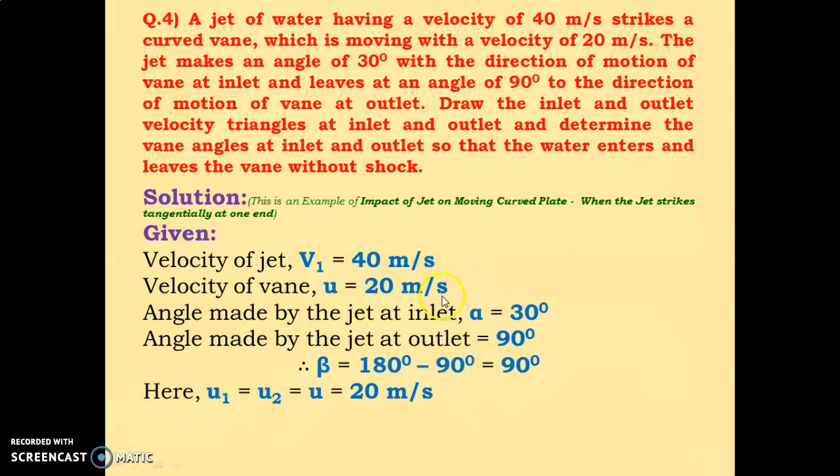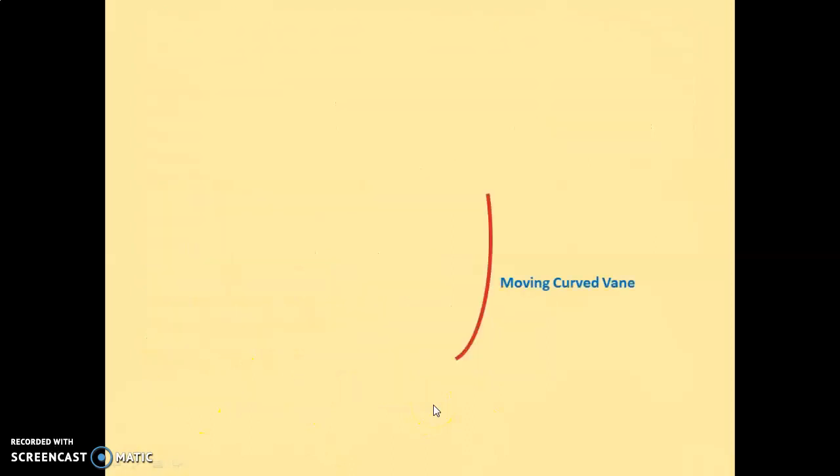Now here, velocity of the plate is u. Velocity of the plate at inlet is u1. Velocity of the plate at outlet is u2. And overall velocity of the plate is u, which will all be the same, equal to 20 meter per second. Okay. Now we will see how the jet is acting on a moving curved plate.